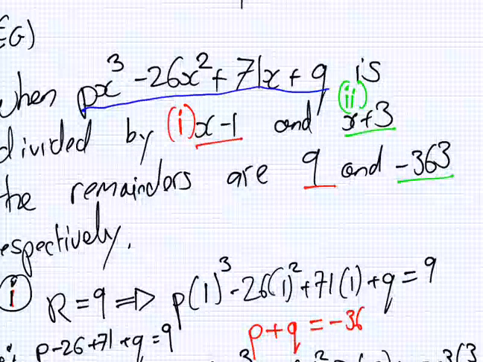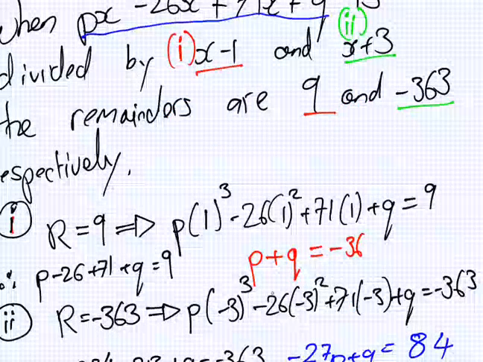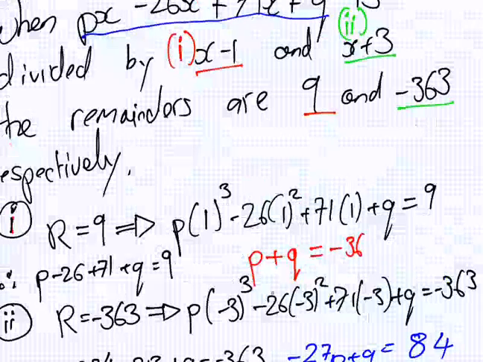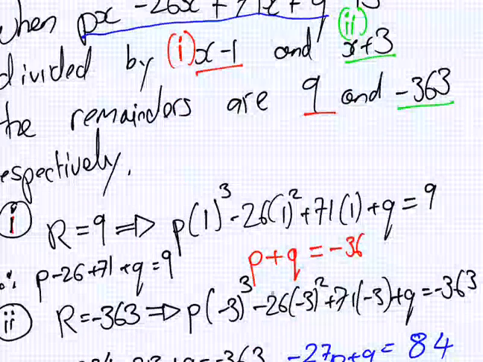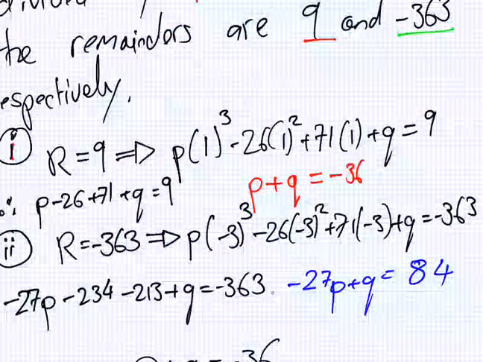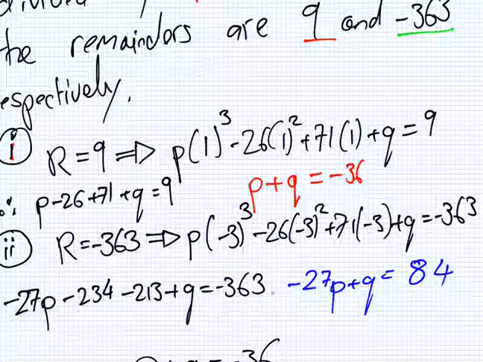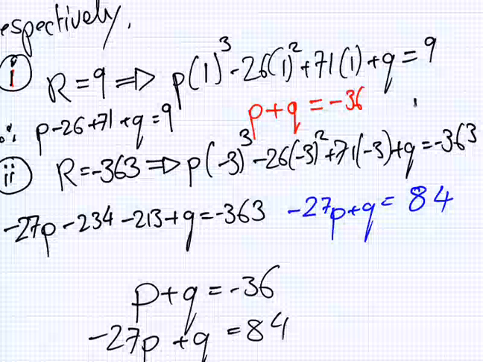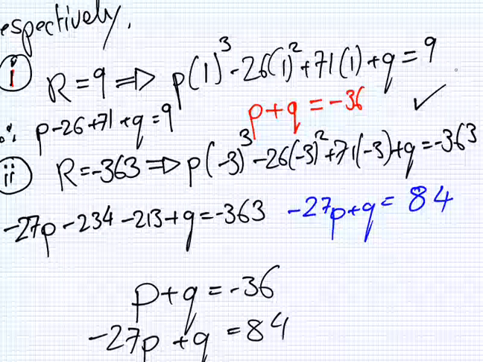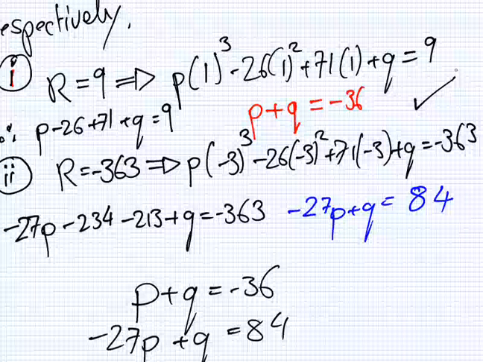So, let's see. When px cubed minus 26x squared plus 71x plus q is divided by x minus 1 and x plus 3, the remainders are 9 and minus 3, respectively.